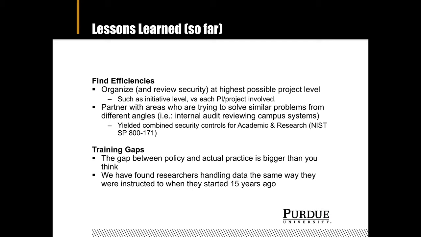We've gotten benefit from partnering with other areas who are trying to do similar problems from different angles. For example, our internal audit was reviewing campus systems, and they were able to leverage the work with doing 800-171 for the combined security controls for enterprise and research systems.